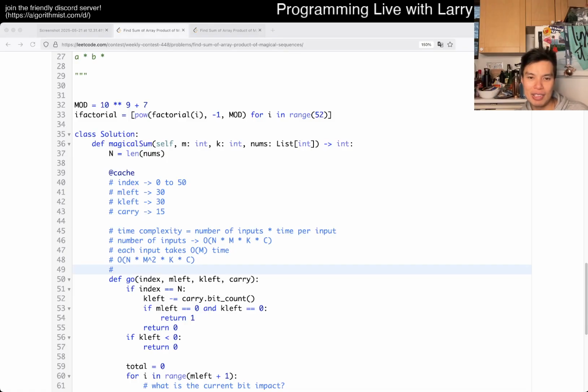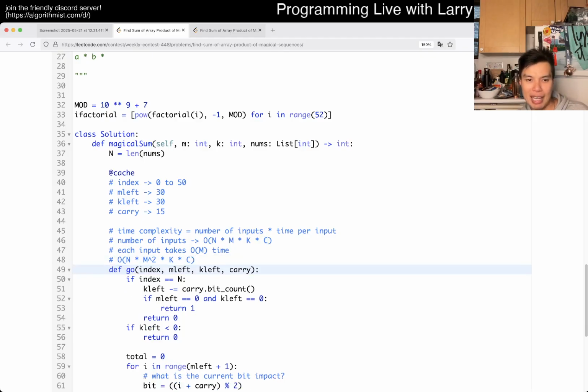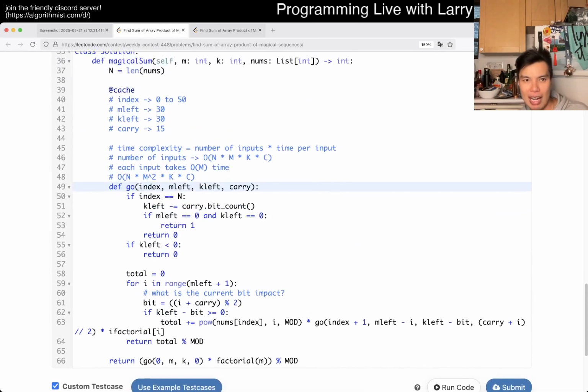50 times 30 times 30 times 30 times 15, it is going to be 20 million. So maybe it is actually a little bit smaller. Well, k has to be smaller than m, so there's some constraint here. And c, like I said, is not a full thing, but that's basically the idea behind this problem, and that is the complexity.